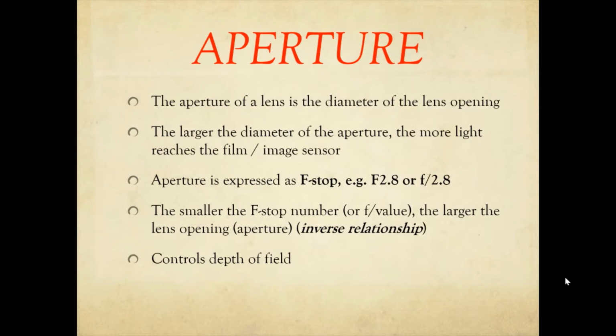Aperture is the diameter of the opening of your lens. It's located inside your lens. The larger the diameter of the aperture, the more light that reaches the film or image sensor. Aperture is expressed in f-stops. You'll often see it as an F and then a number, often a decimal number. The smaller the F number, the larger the opening. And aperture controls depth of field.